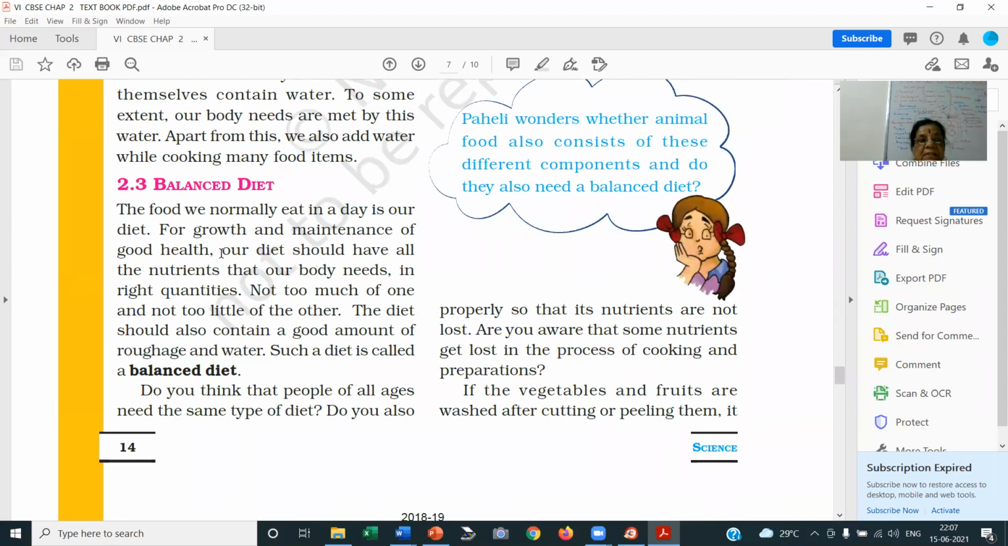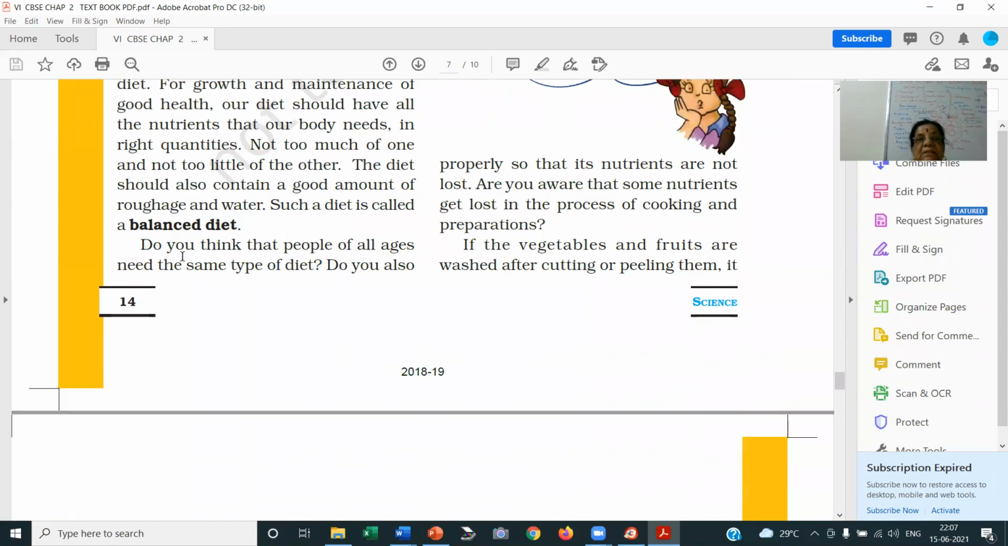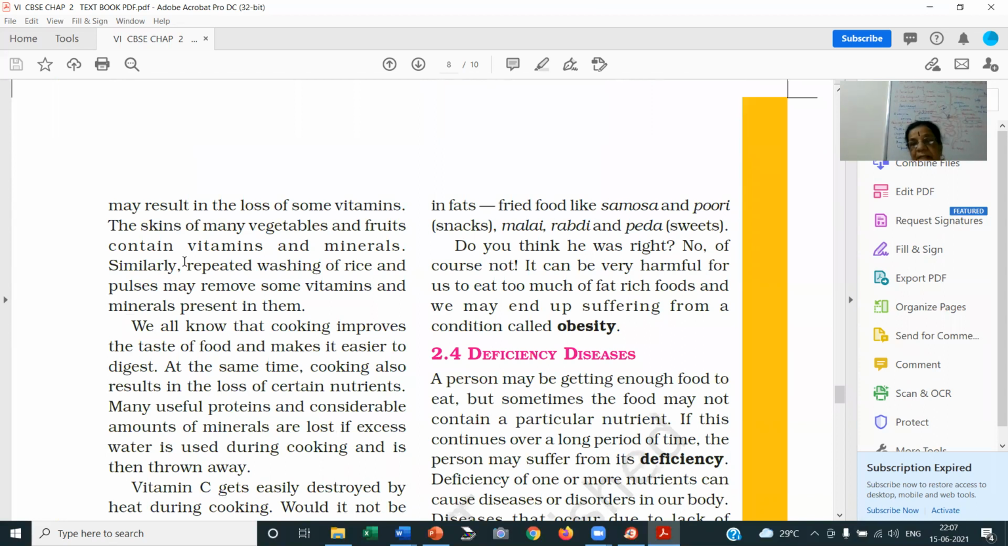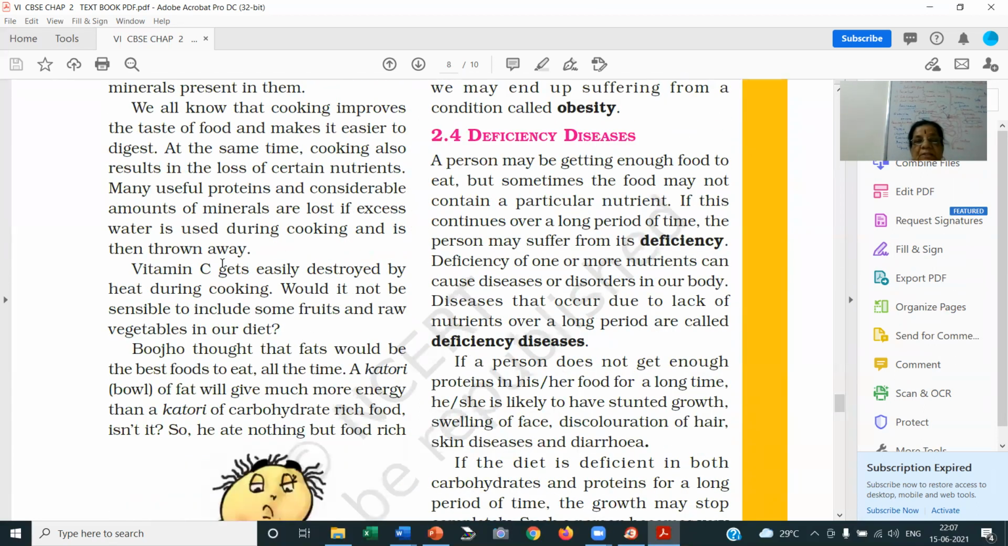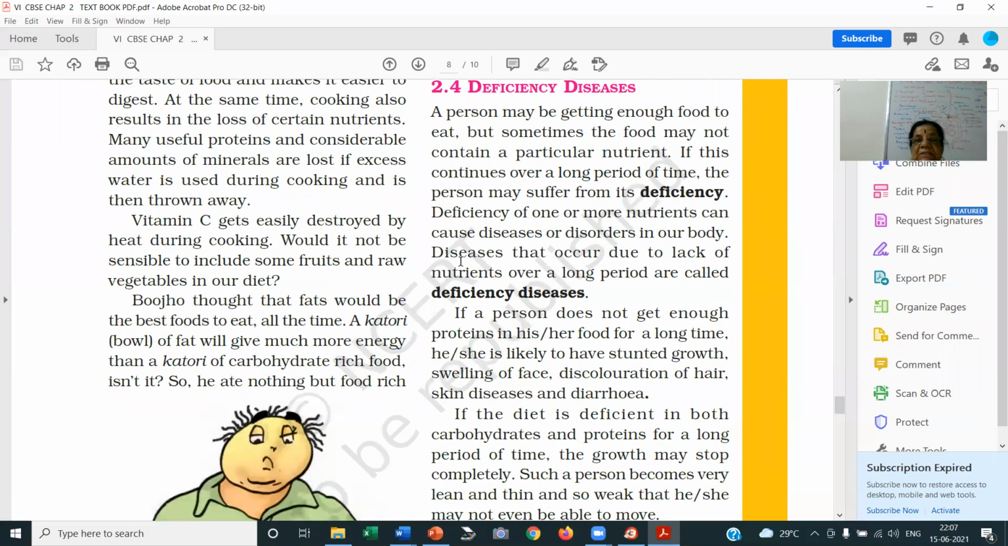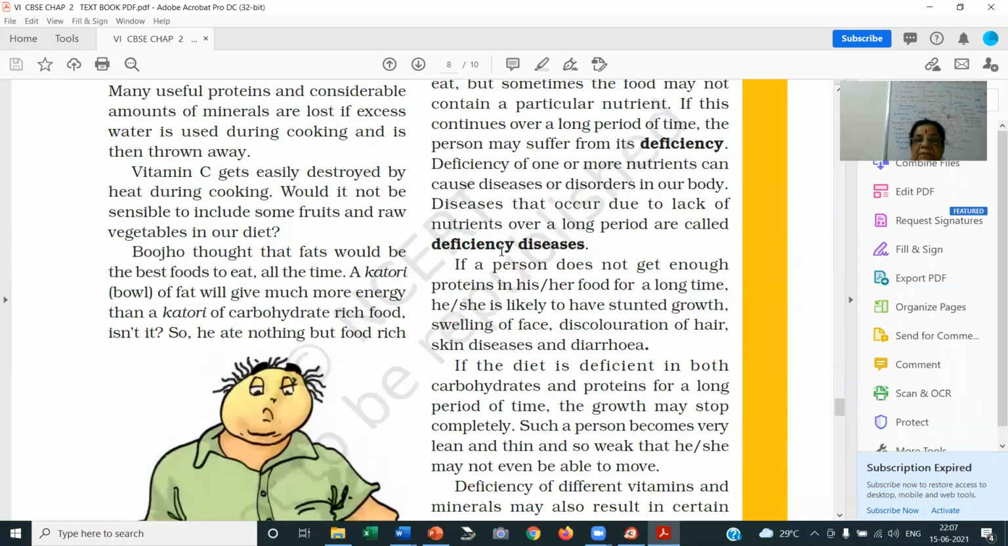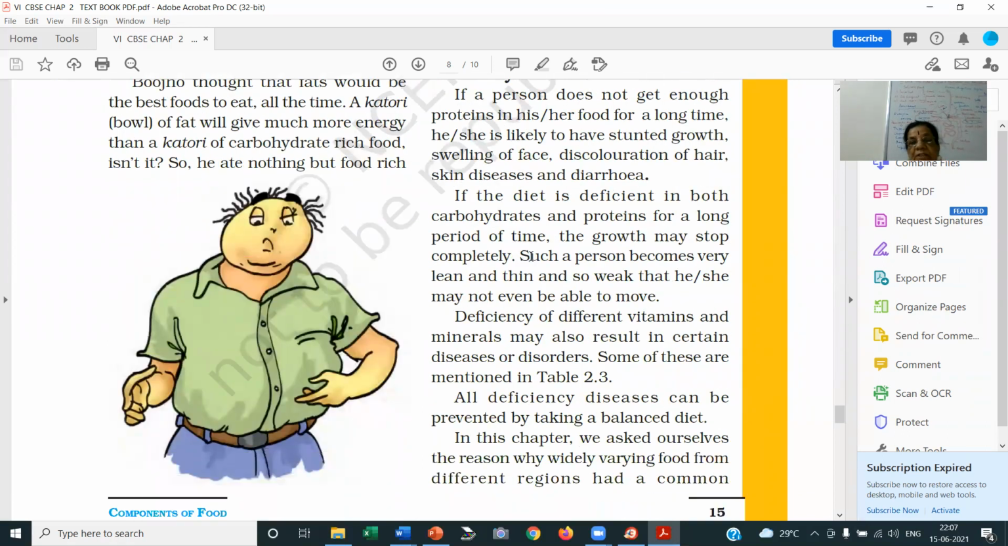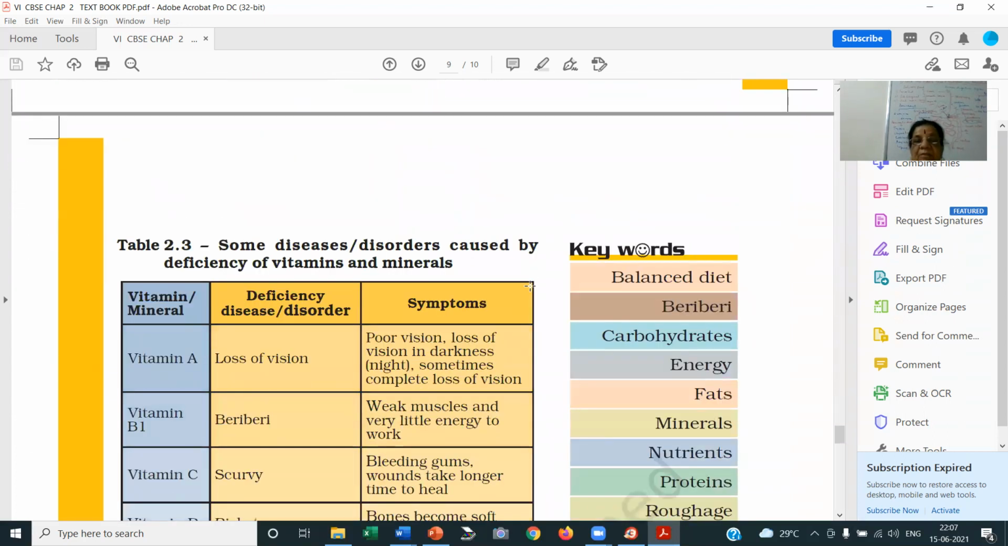Now, balanced diet. The diet should contain a good amount, an equal amount, or we say the required amount, of the food components that form the diet. Okay. And for deficiency diseases in detail, refer to the PPT, video number 10, because in our textbook only very little is given.